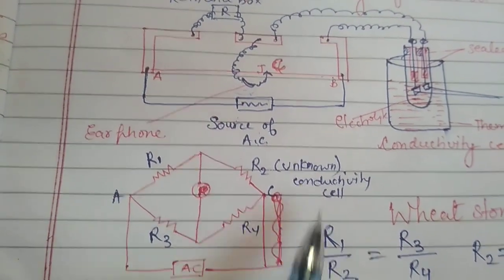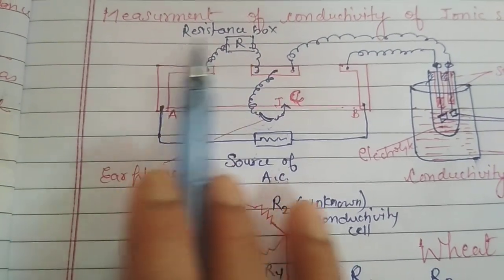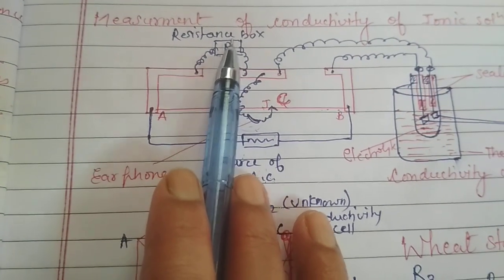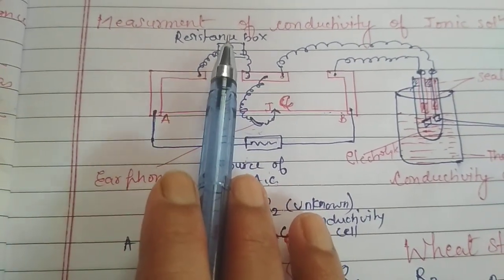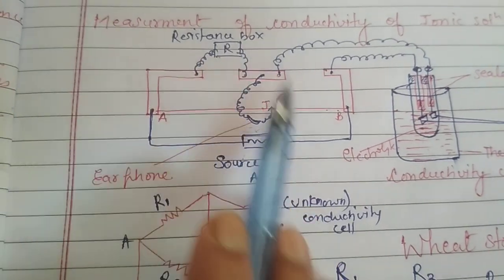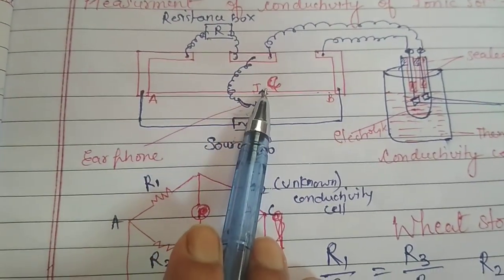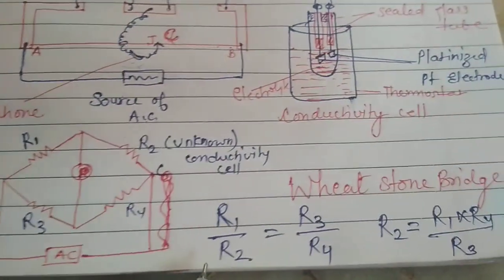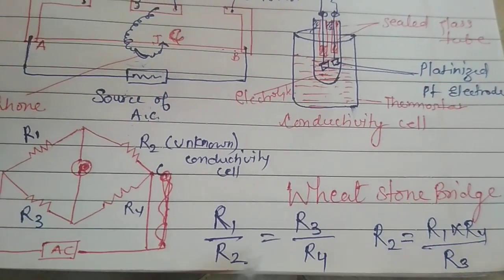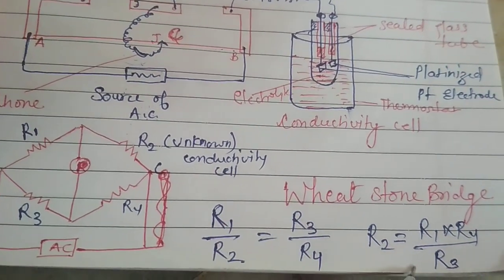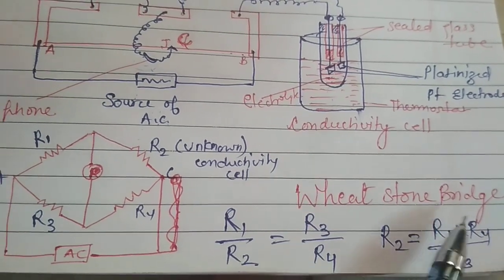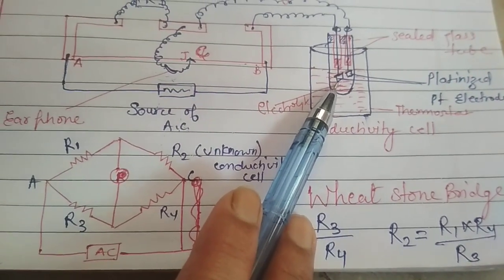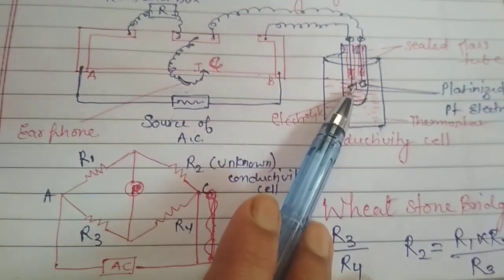We know the value of R1, that we have taken as a suitable value from the resistance box. As I have said, that is a variable value. We can take suitable values according to us, and by taking different values of R1, we can find out different null points, and like this we can find out the resistance of the conductivity cell by using the formula R2 equal to R1 into R4 upon R3. The R1 and R4 would be different for the different variables of the value, but the R2 value would be the same. The resistance would be the same.